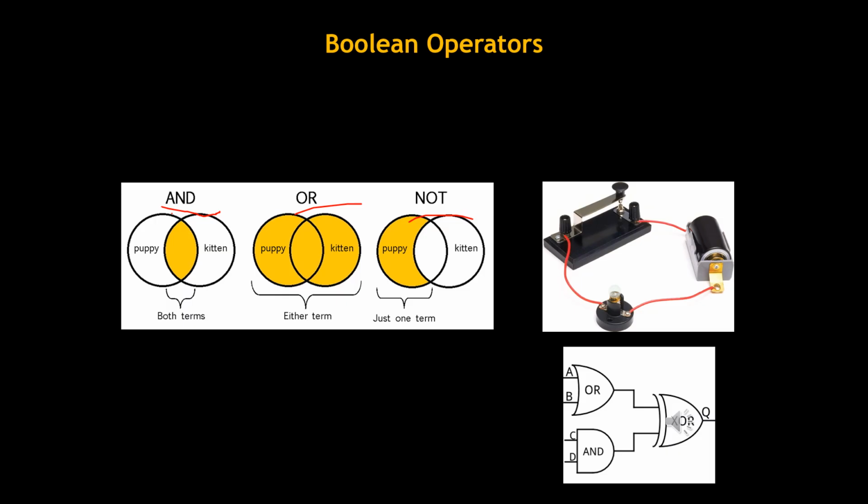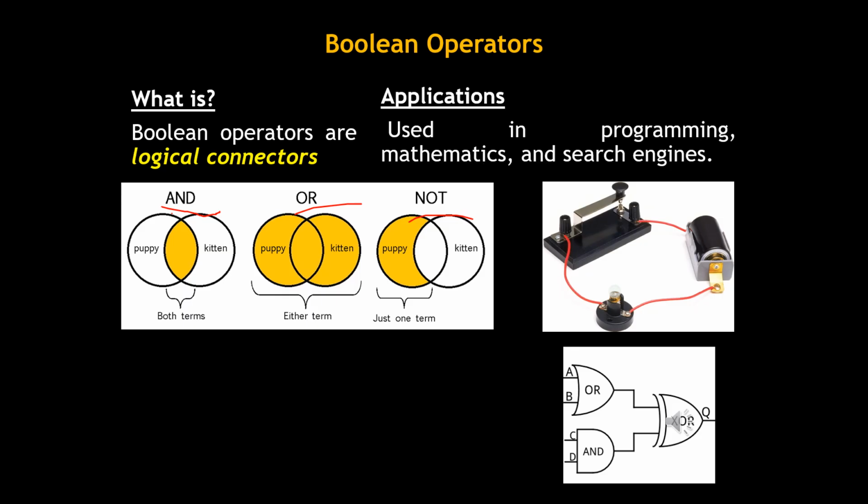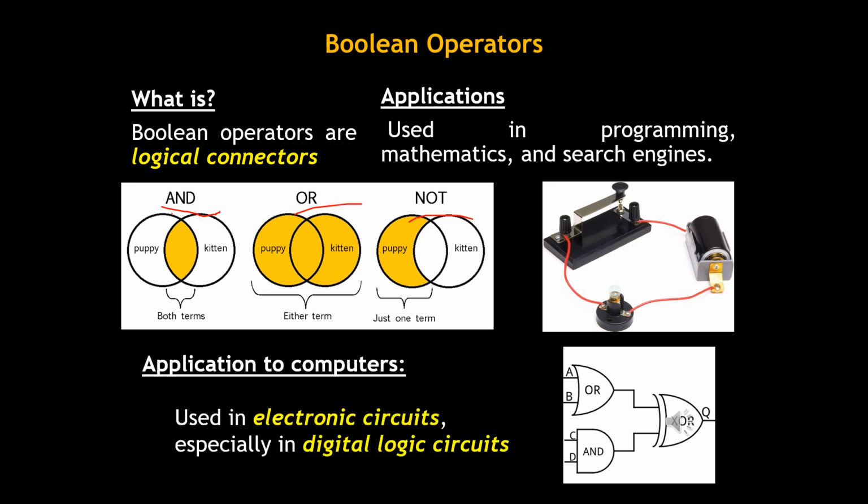The main application, or one of the main applications, is in the construction of circuits in computers. So remember, Boolean operators are logical connectors. Here there are three, there are more, and there are more combinations. The main idea is they are used in programming, mathematics, and search engines. And the application in particular to computers is to use electronic circuits. So here you can see OR, and here OR.